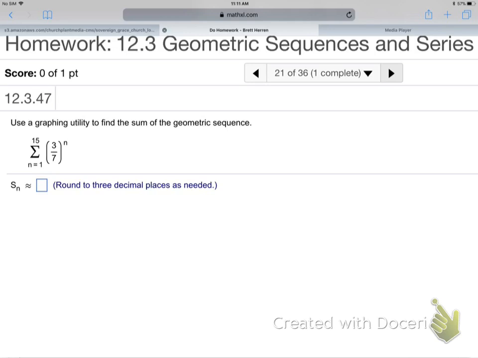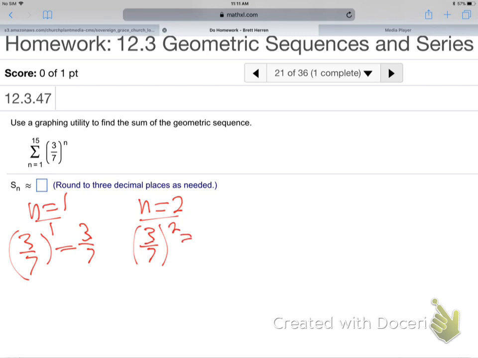Second term divided by first term gives you the R. So you got to get the first two terms. So let n be 1 and let n be 2. Plug in n equals 1, plug in n equals 2, get those first two terms. So 3/7 to the 1, that's just 3/7. And 3/7 squared, that's 9/49.